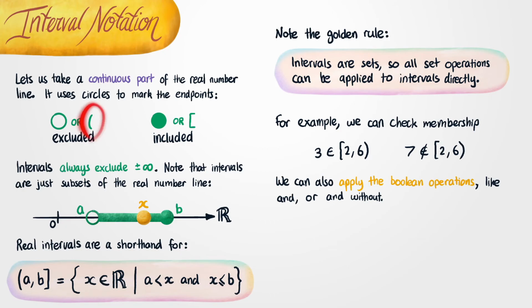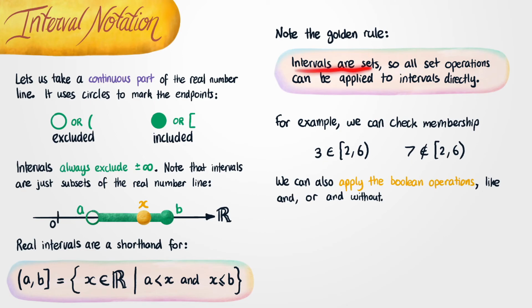We said that round brackets or open circles exclude particular points. For example, this A is excluded. And then closed circles or square brackets include particular points. So this B is actually included. And the golden rule here is that intervals are sets.